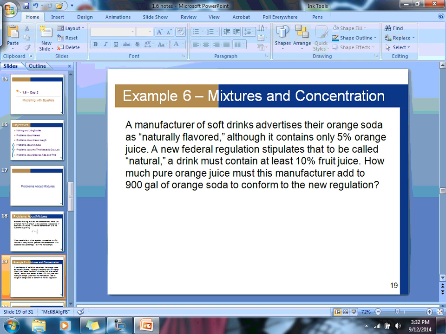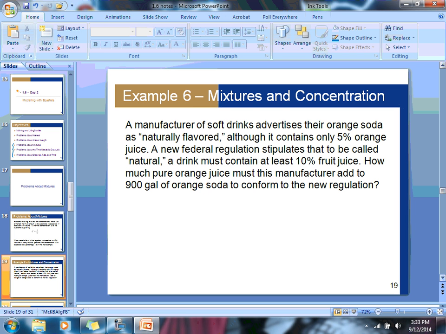So here we have a manufacturer of soft drinks, and they're advertising that their orange soda is naturally flavored, although it contains only 5% orange juice. A new federal regulation stipulates that to be called natural, a drink must contain at least 10% fruit juice. So how much pure orange juice must this manufacturer add to 900 gallons of orange soda to conform to the new regulation?